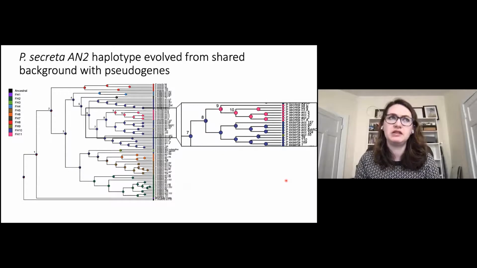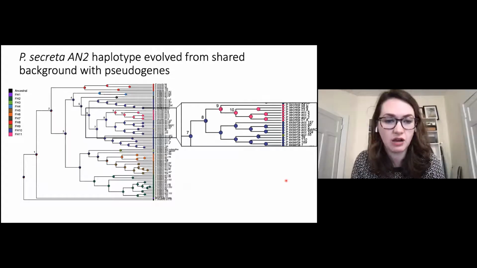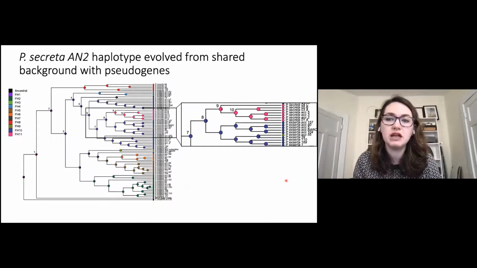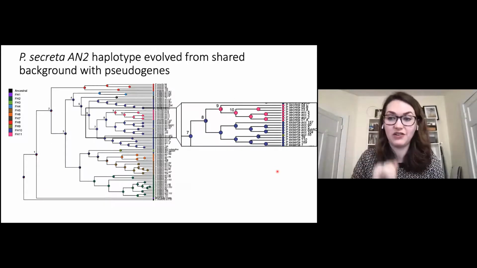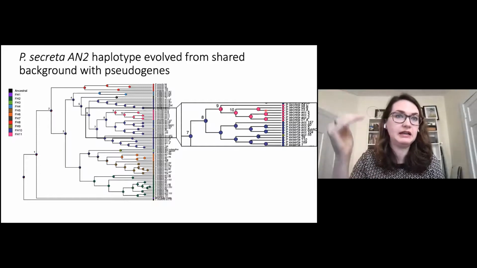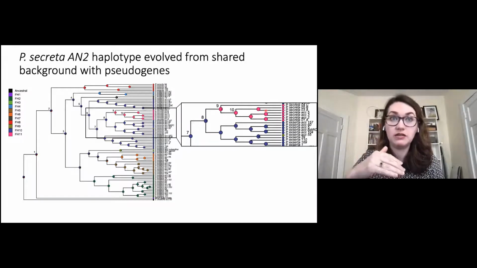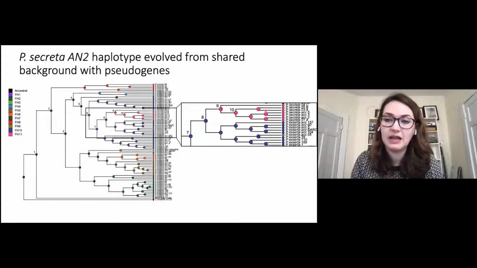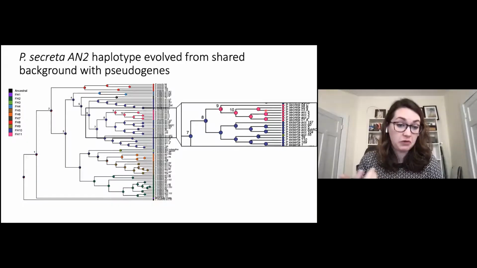Then we wanted to know a little bit more about the history of this strange AN2 haplotype. So we performed an ancestral state reconstruction on the haplotypes, and we saw that the most likely scenario is that this functional H11 haplotype is phylogenetically most closely related, again, to the H10 non-functional haplotype. Interestingly, the functional H11 is only found in Petunia secreta. We never found it in any axillaris or exserta. Neither did we find it in any of the short tube species. So this further supports our claim that AN2 was subsequently and somewhat recently resurrected, if you will.